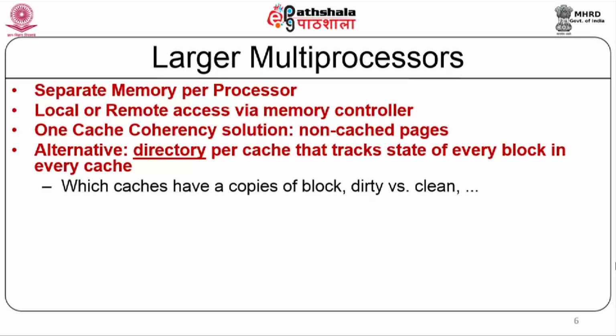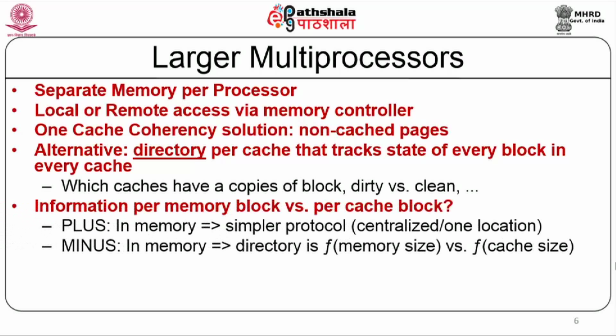So, as an alternative to this, you can look at the directory based protocol, particularly when you are looking at distributed shared memory architecture. The directory based protocol maintains a directory which keeps track of all the cache blocks in all the processors. So, which caches have copies of the block in the dirty state or clean state, whatever it is, everything is stored in the directory, as information per memory block versus per cache block.